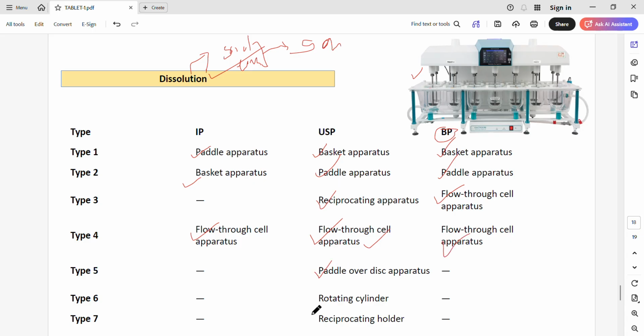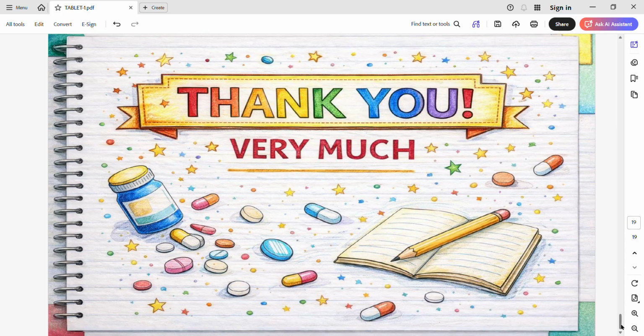In the USP, type 5 is paddle over disc, type 6 is rotating cylinder and type 7 is reciprocating holder. Here there is a bowl. In the bowl you use buffer or another solvent, 900 ml. The temperature we have to maintain is 32 degrees plus or minus 5. Okay, thank you.